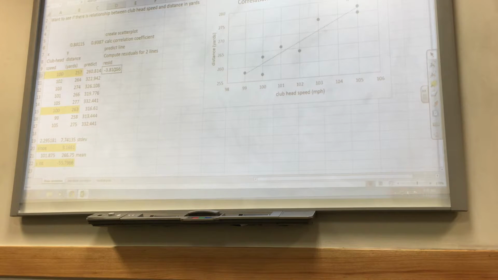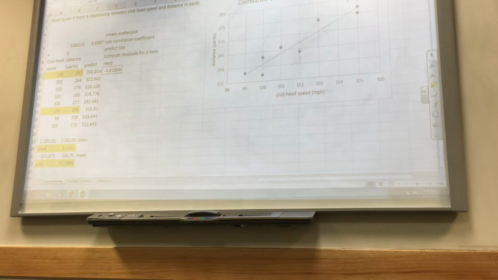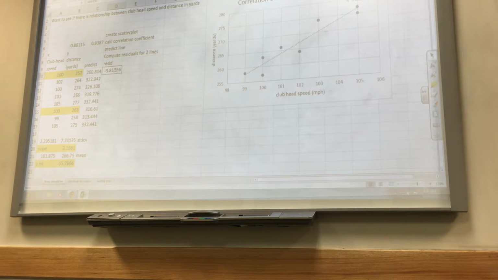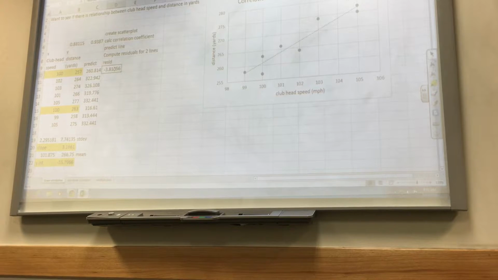What was R again? How's your correlation? Your R squared is the percent of variation explained by the model. So 88% of our variation can be explained by this. We call this a model. This is our equation. 88% can be explained, 12% is unexplained.